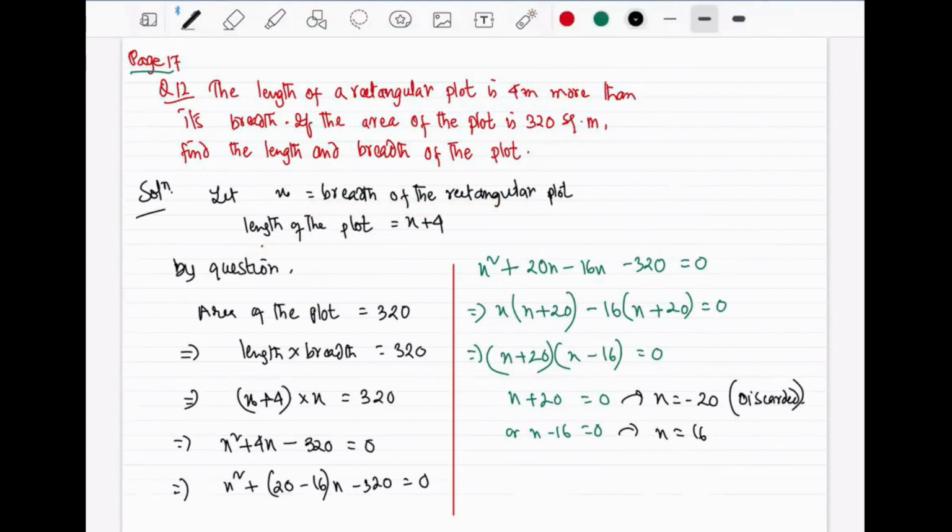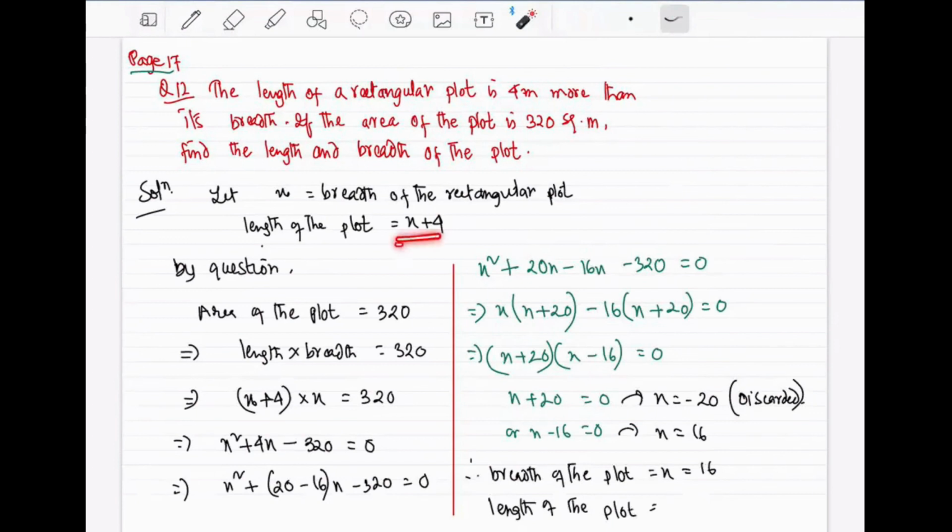So just say here, therefore, breadth of the plot is equal to x, that is 16. What is the length of the plot? We know that it's x plus 4. This will be 16 plus 4 is equal to 20. You know that the unit is given as meter, area is given as square meter. That means the unit should be meter here and meter here, right? Just put the units. Meter, meter. We have found out the length and breadth of the rectangular plot.